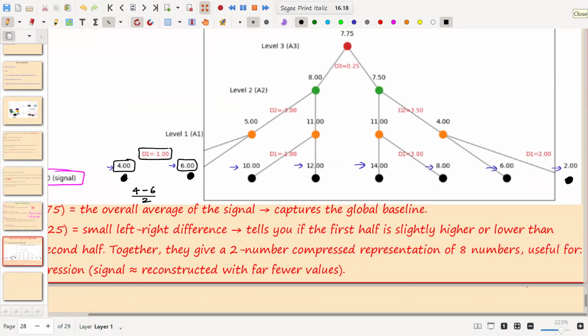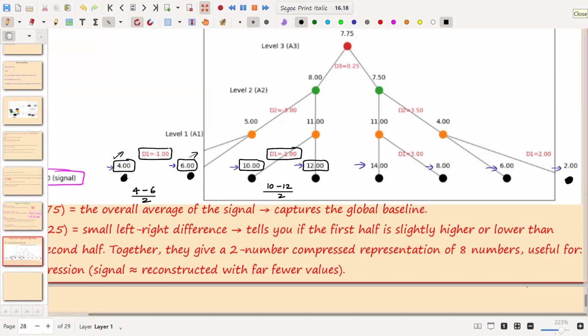Next, the role of these two elements has finished. Now concentrate on the next two elements. What are the next two elements? 10 and 12. Same thing: 10 minus 12 divided by 2. What is it? Again, you got this, right?